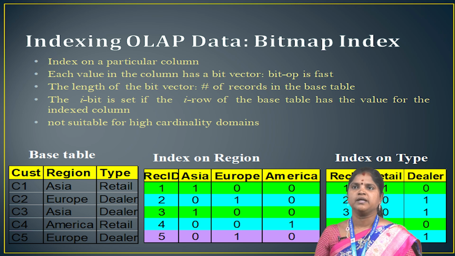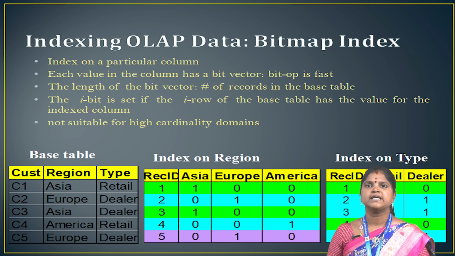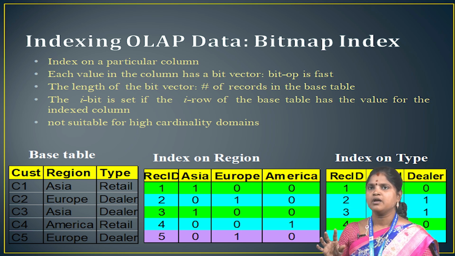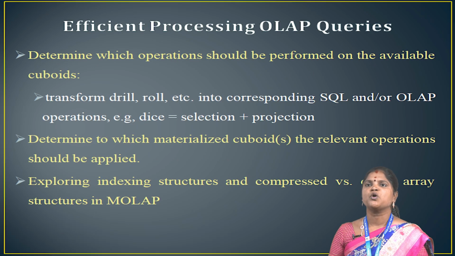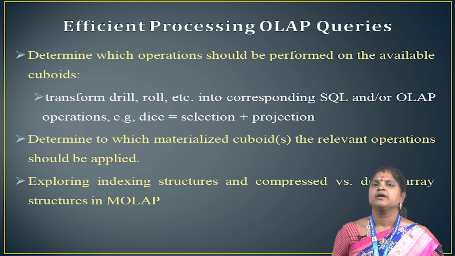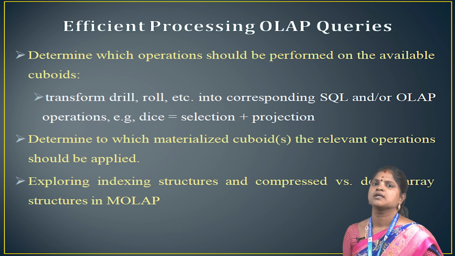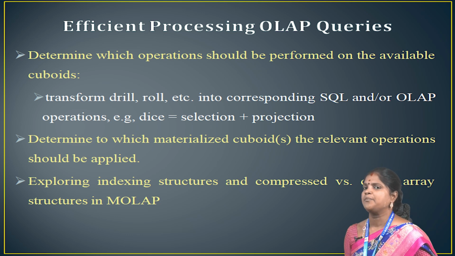Indexing OLAP data: join indices. A join index is JI(R-id, S-id) where R(R-id, ...) joins S(S-id, ...). Efficient processing of OLAP queries: determine which operations should be performed on the available cuboids, and determine to which materialized cuboids the relevant operations should be applied. Exploring indexing structures and compressed dense array structures in MOLAP.